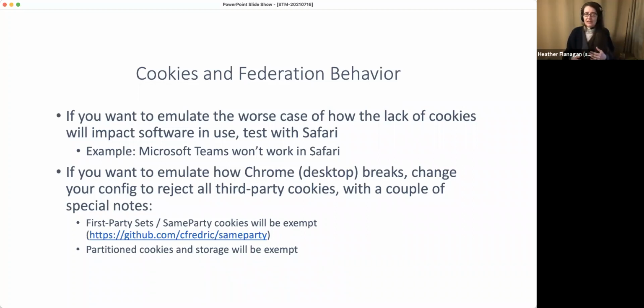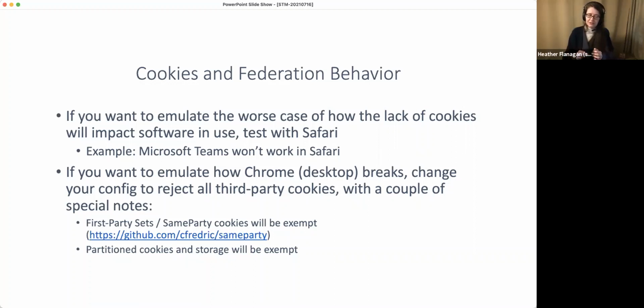If you want to emulate how Chrome might break if they had gone ahead and turned off support for third-party cookies, you can configure this. Several of you who are much more privacy aware have probably already done this, where you said reject all third-party cookies, and you'll get a sense of what kinds of things break.